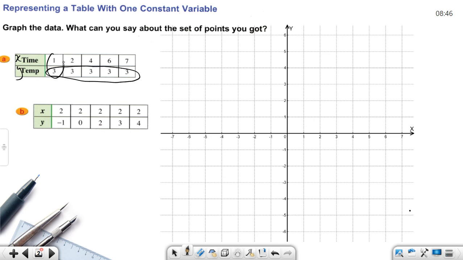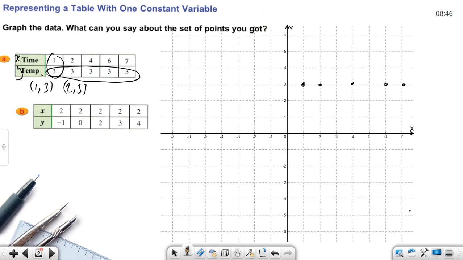I will put all the points: 1 and 3, 2 and 3, 4 and 3, 6 and 3, 7 and 3. So x is 1, y is 3. X is 2, y is 3. 4 and 3, 6 and 3, 7 and 3.